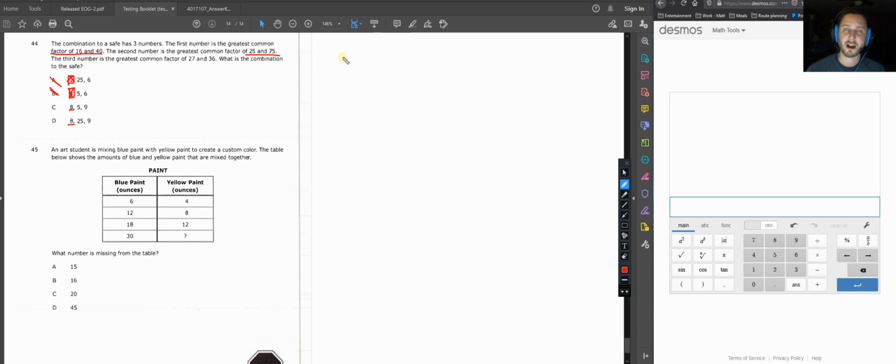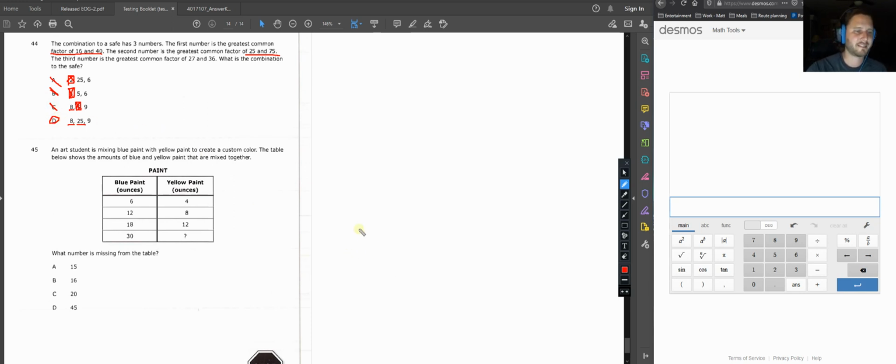So yes, I could divide 25 and 75 by 25. Again, 5 does work, just like the last couple problems, but it's not the largest number that I could divide them by. So C was close, but it didn't work.